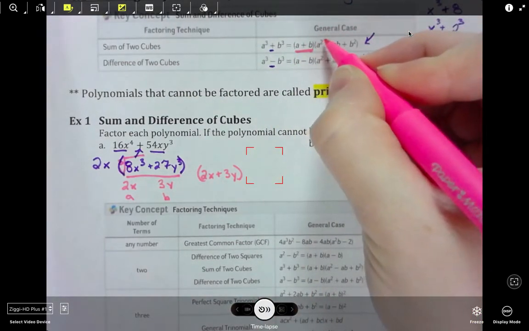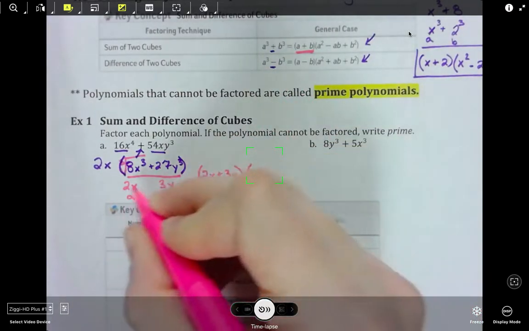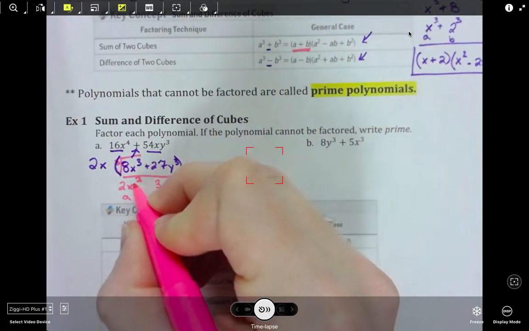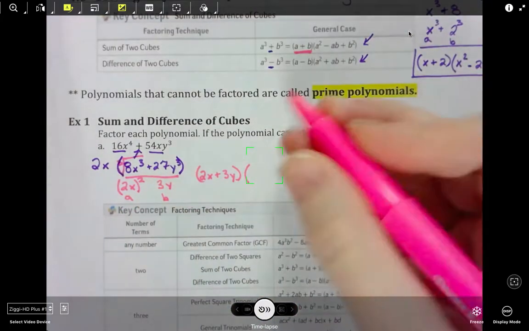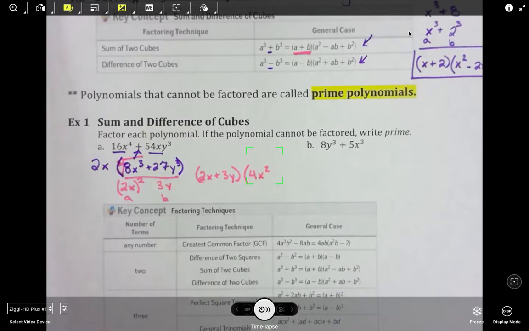Then I want a squared, okay? And a squared is going to be 2x squared. But if I take 2x and I square it like this, that would actually be 4x squared, okay? So I'm going to write it like that.